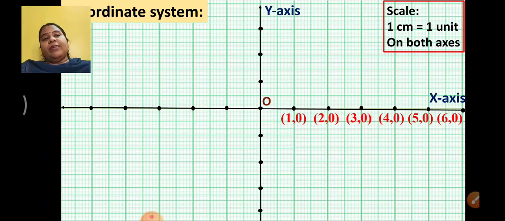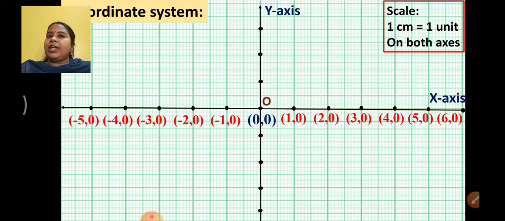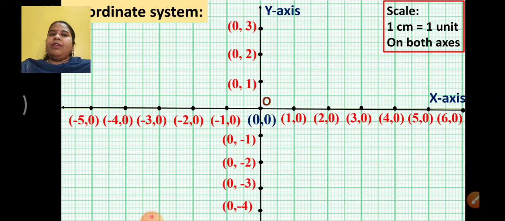Okay. To the left side of the origin is all the negative numbers. So minus 1, minus 2, minus 3, minus 4, minus 5 and so on. Okay. Above the origin is all positive. So 1, 2, 3, 4 so on. Why I have written it like this 0, minus 1? Because if it is on y-axis, x coordinate is 0. Okay. If it is on the x-axis, see all y coordinate is 0. This concept should be clear. Okay. Below the origin, it will be negative. So minus 1, minus 2, minus 3 and minus 4.